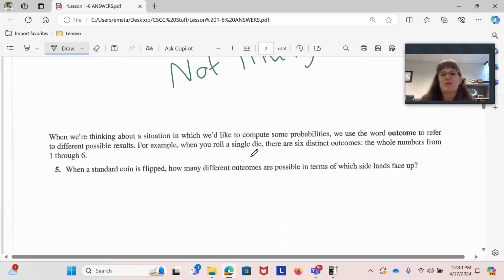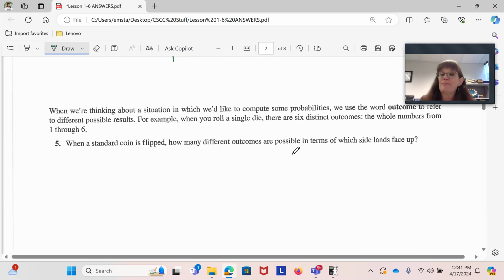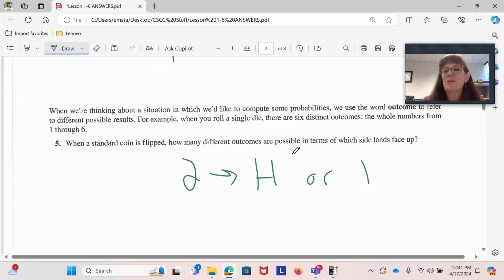So switching gears a little bit, we're going to start talking about the word outcome. Outcome is the different possible results. And we're going to switch gears from our die, which had 6 outcomes, and we're going to be talking about a coin. How many possible outcomes are there on a coin? There are 2. What are those possible outcomes? Heads or tails. So we have a chance of getting heads or a chance of getting tails. There's 2 possible outcomes.